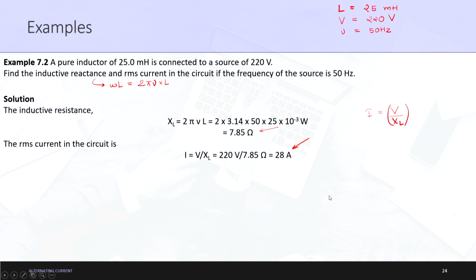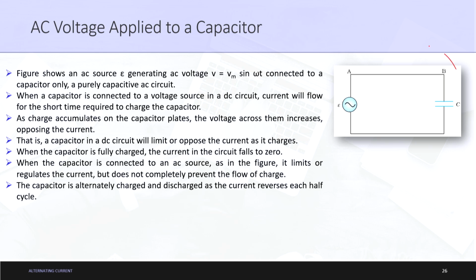That being said, now let us understand the next concept, that is AC voltage applied to a capacitor. We have completed AC voltage applied to a resistor, and AC voltage applied to an inductor. Now, let us understand AC voltage applied to a capacitor. Same scenario, just in place of a resistor or an inductor, a capacitor is now being added. The figure shows an AC source epsilon generating AC voltage V equal to Vm sin omega t connected to a capacitor only, a purely capacitive AC circuit.